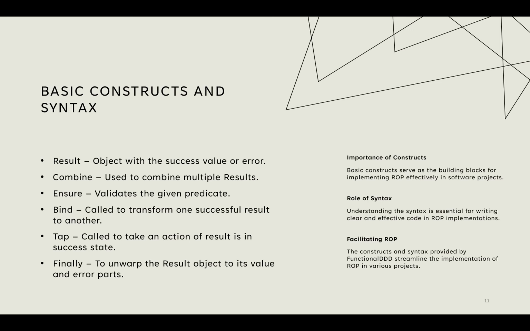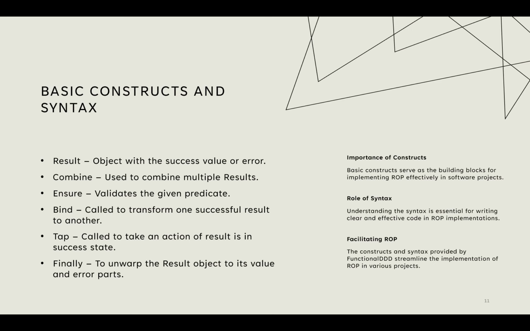Functional DDD offers a variety of constructs and syntax to facilitate ROP. Understanding the basic constructs is crucial for successfully implementing ROP in your project. The result object is the one that has the success and error values. Combine lets you combine multiple results, so if one of the results is in a failed state, the entire collection is in a failed state.